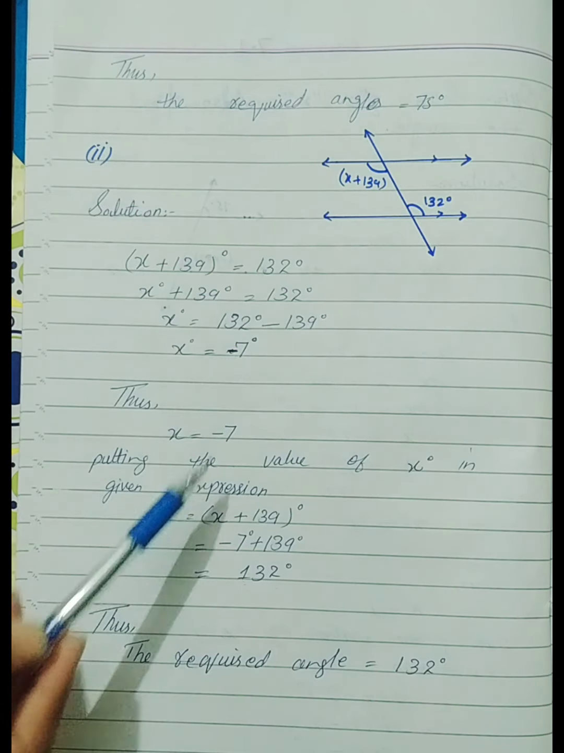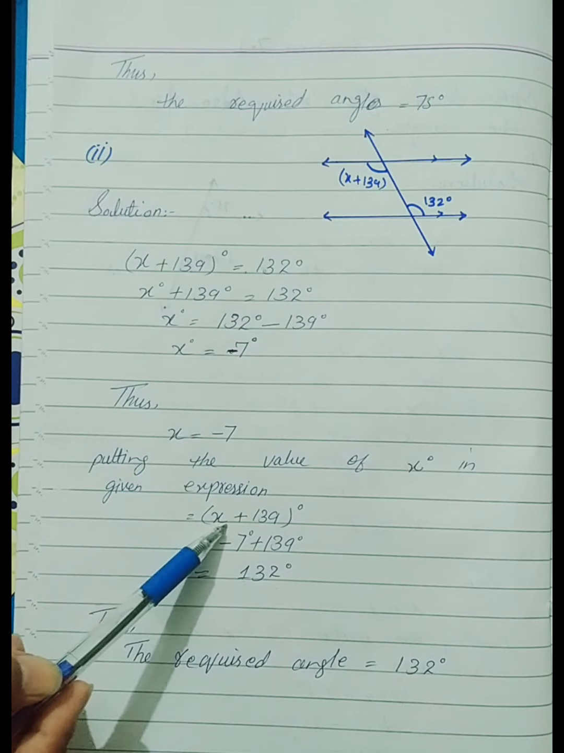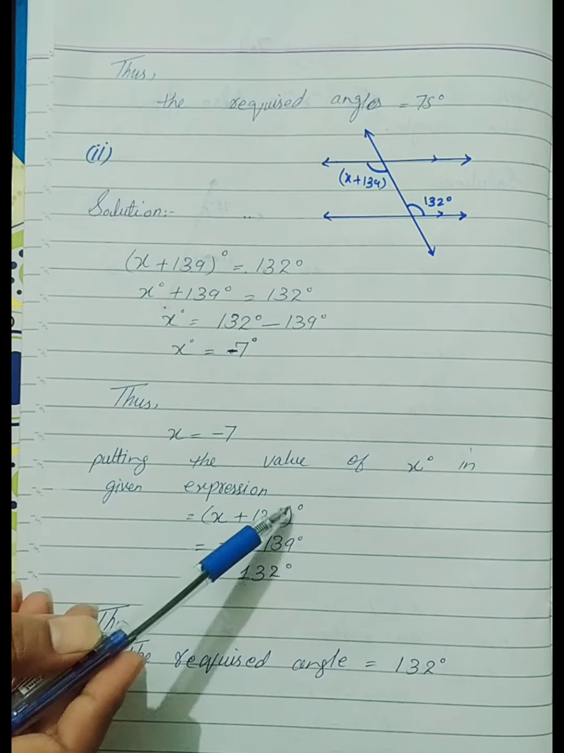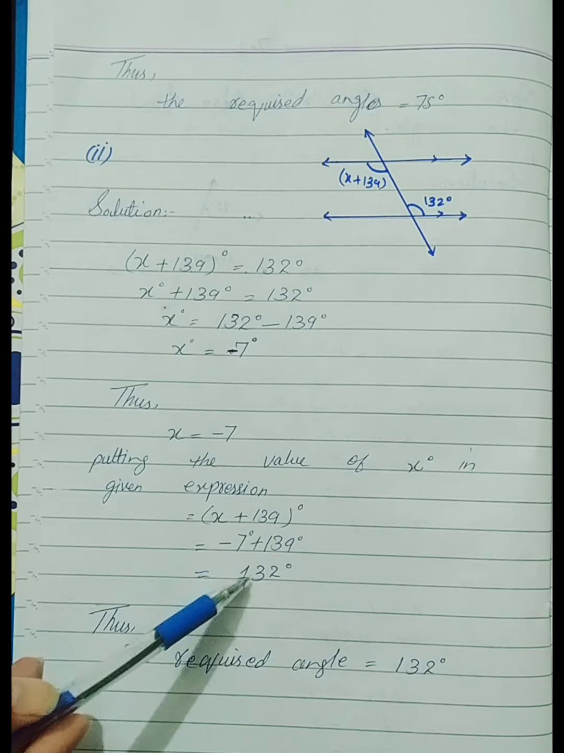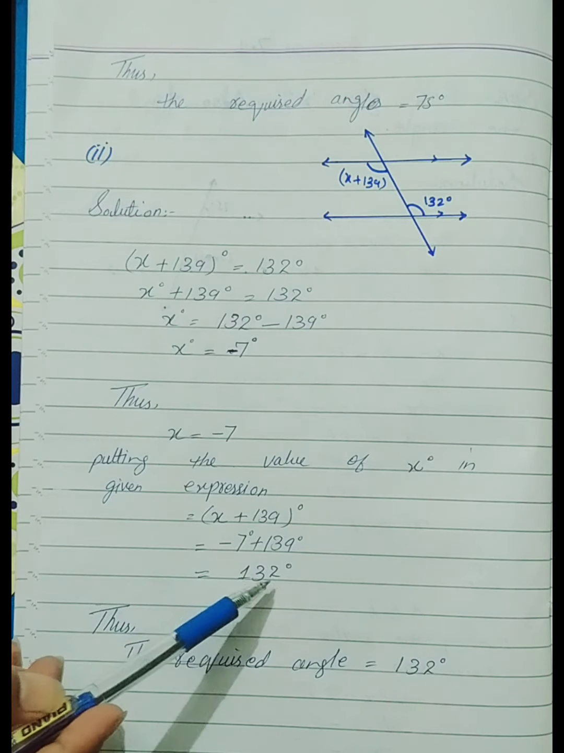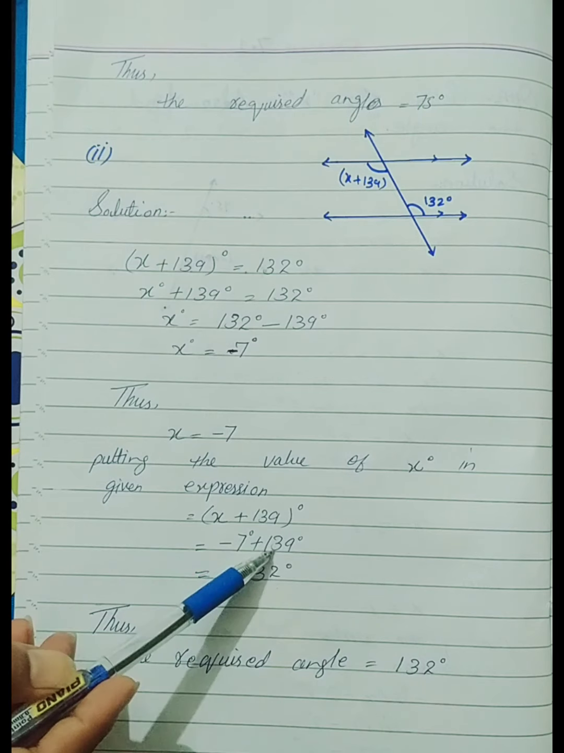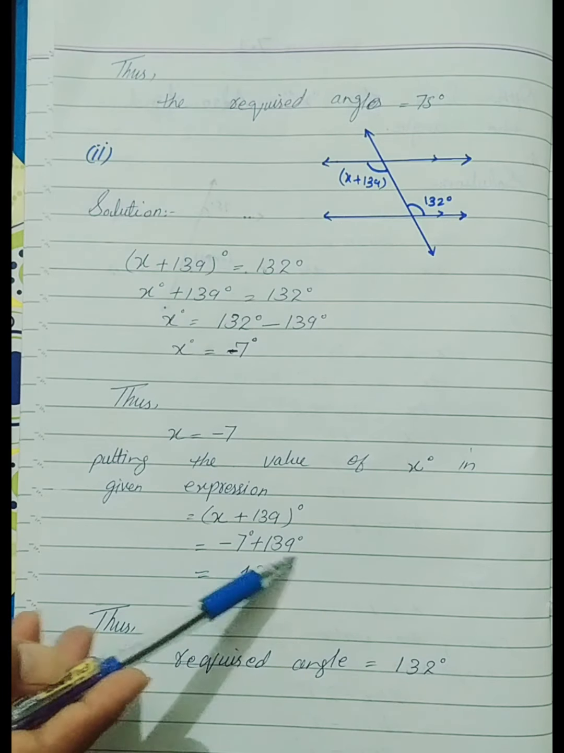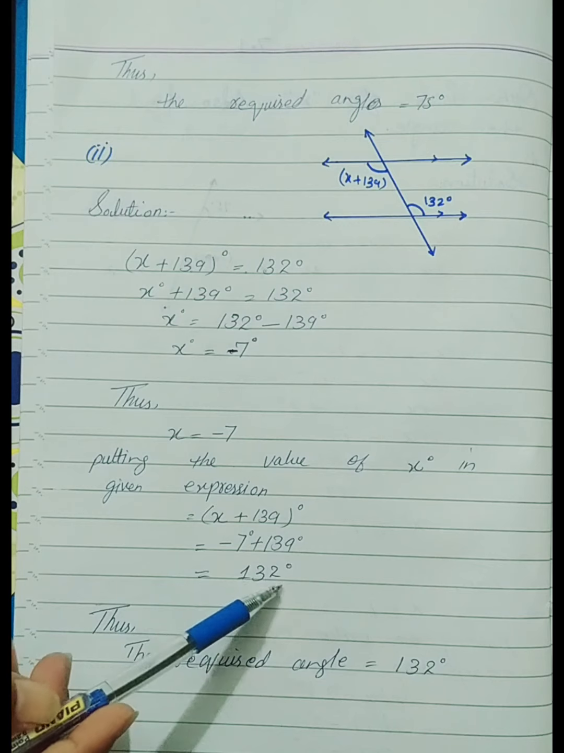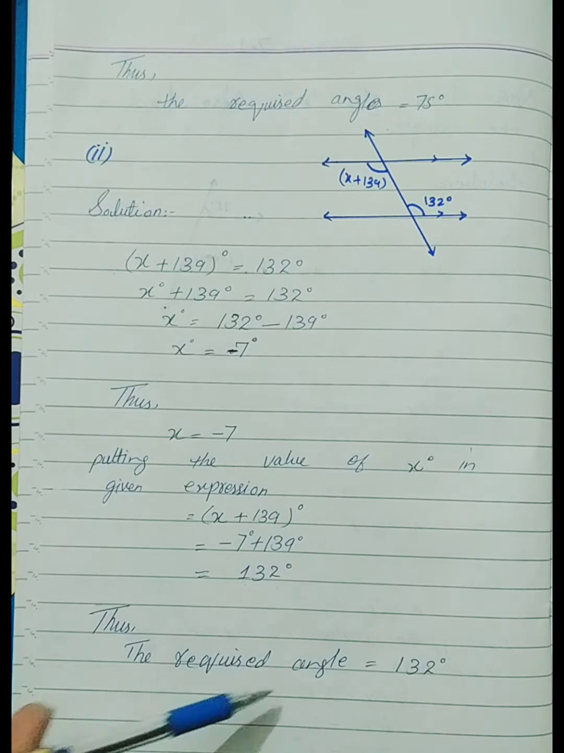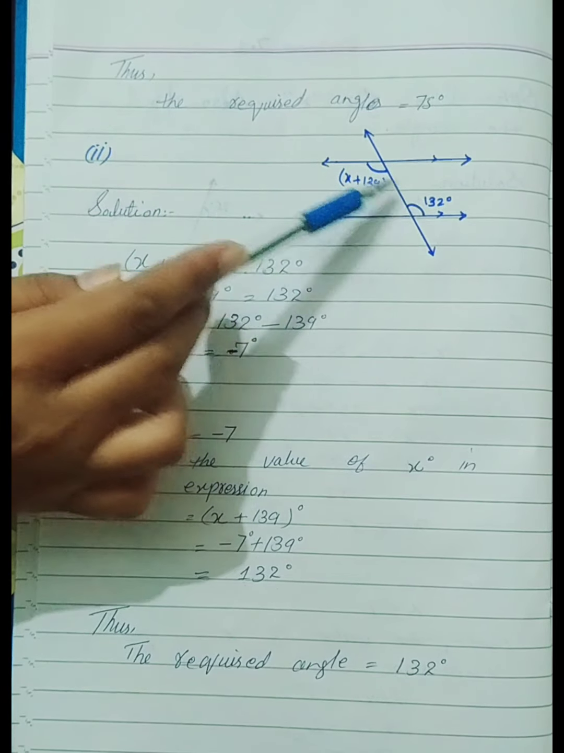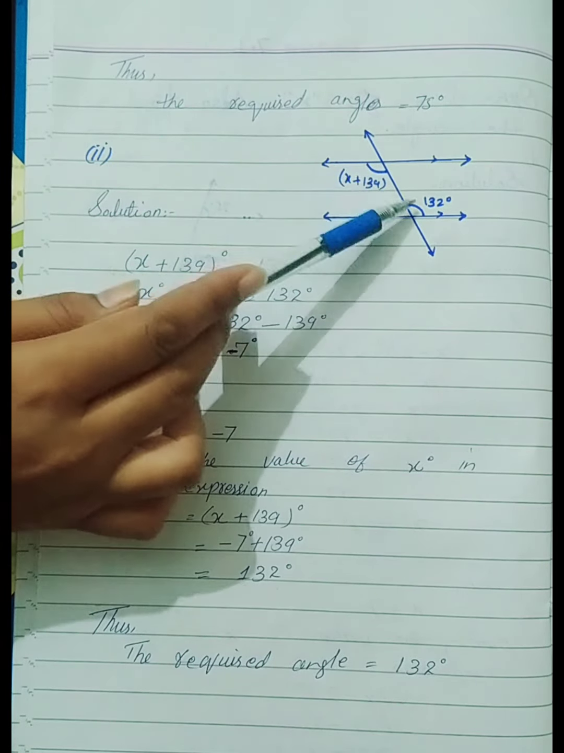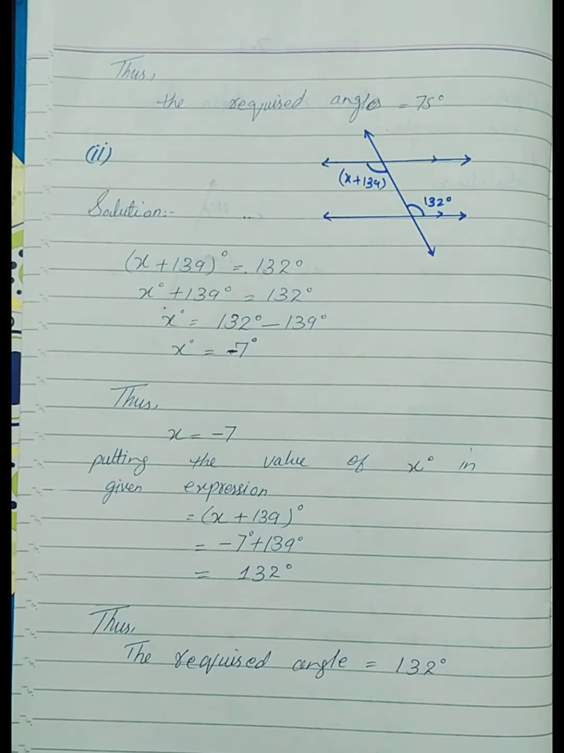Now we put the value of x in the place of the given expression. So the given expression is x plus 139 degree. In the place of x we put minus 7, then plus minus becomes minus, and we get 132 when 7 is subtracted from 139. So the answer is 132. So the required angle is 132, and it is proved that the alternate interior angles are equal. Both angles are 132 degree.